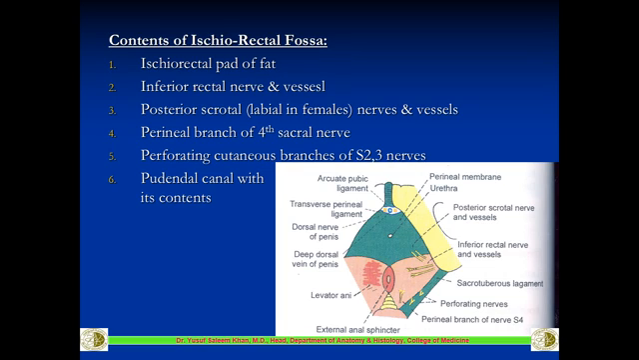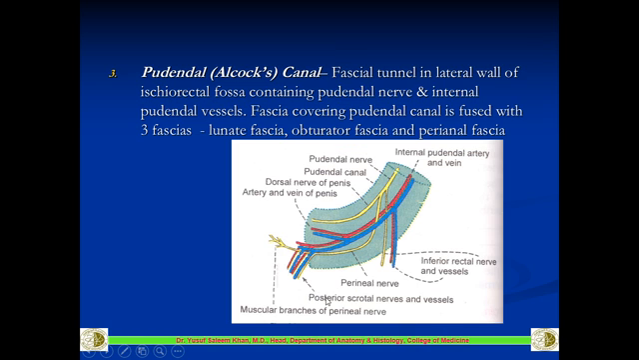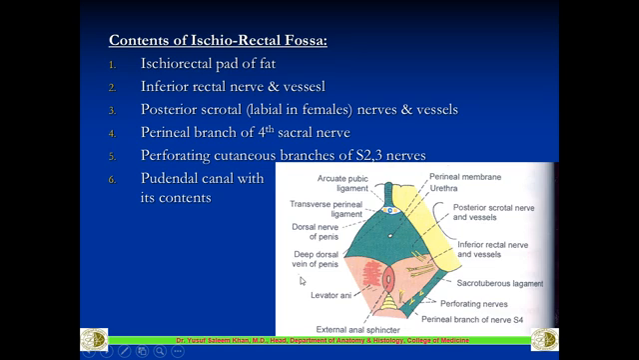Then we have the posterior scrotal, or in case of female, the labial nerves and vessels. So here you can see the posterior scrotal nerves and vessels coming from the pudendal canal. The posterior scrotal nerves and vessels go to the front, even though the ischiorectal fossa is behind. They go to the scrotum in the front in case of male, and in case of female they are called the labial vessels and nerves.